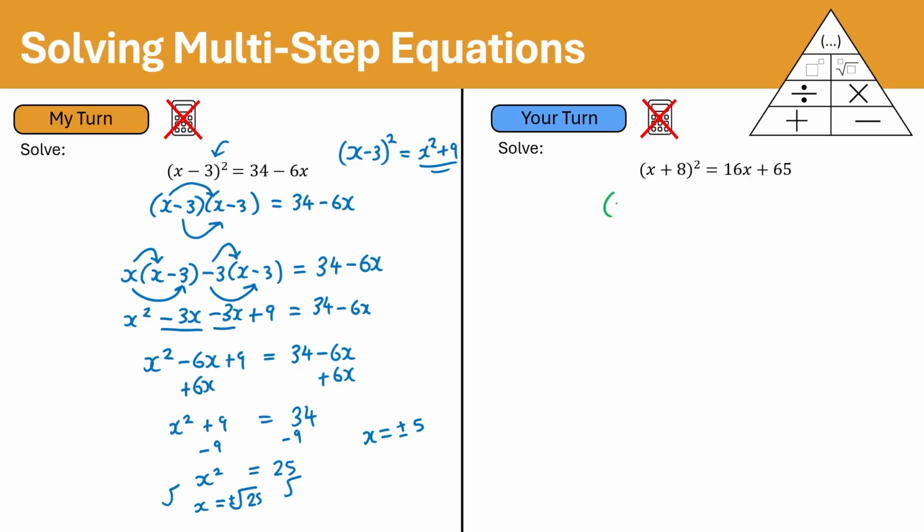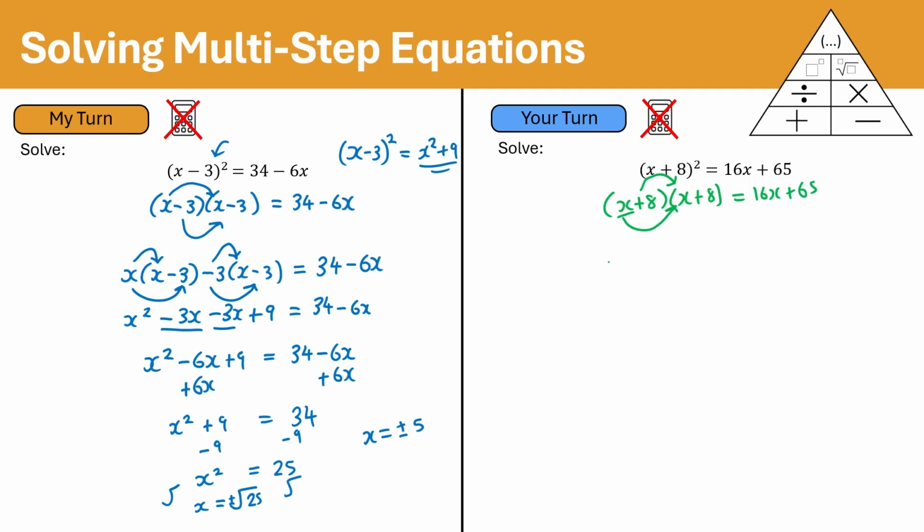All right, so what you want to start off by doing is writing out x add 8 all squared as x add 8 upon x add 8. And then what we want to do from there is we want to expand the left-hand side. So we want to do x multiplied by the entire bracket and 8 multiplied by the entire bracket.